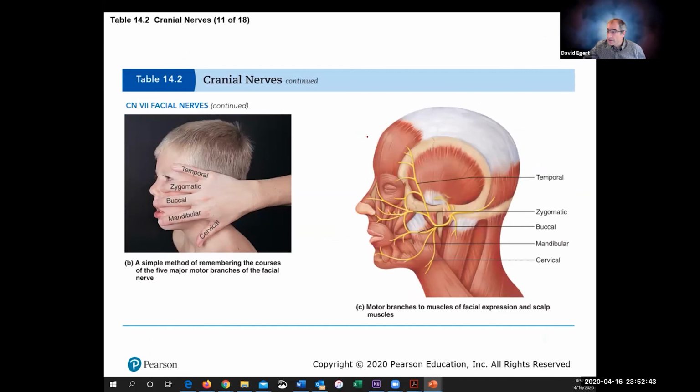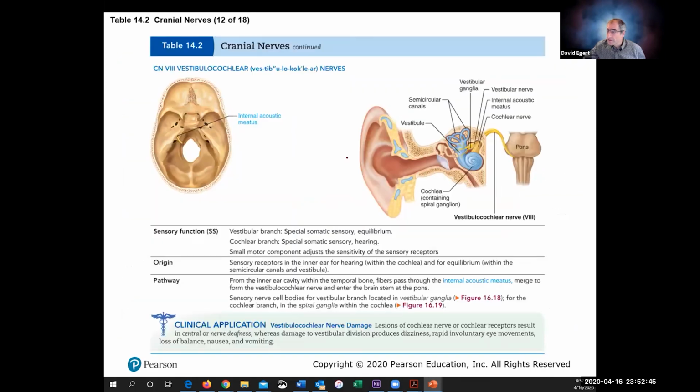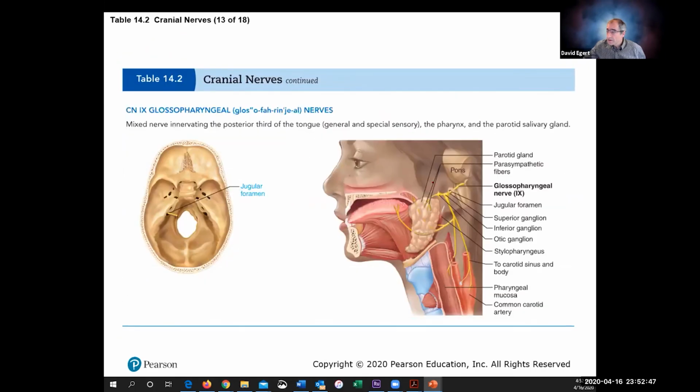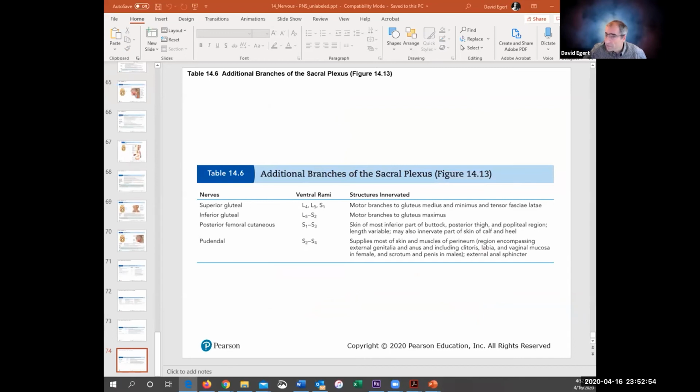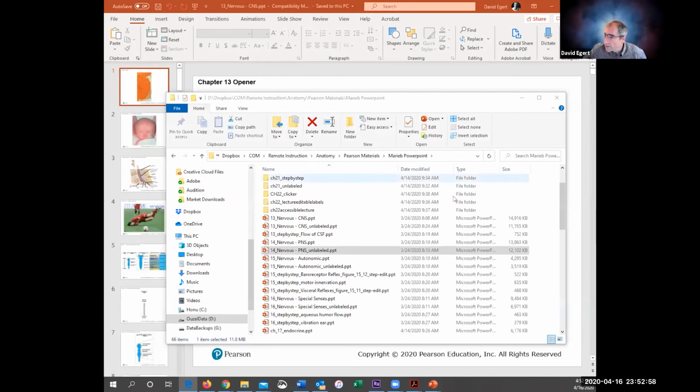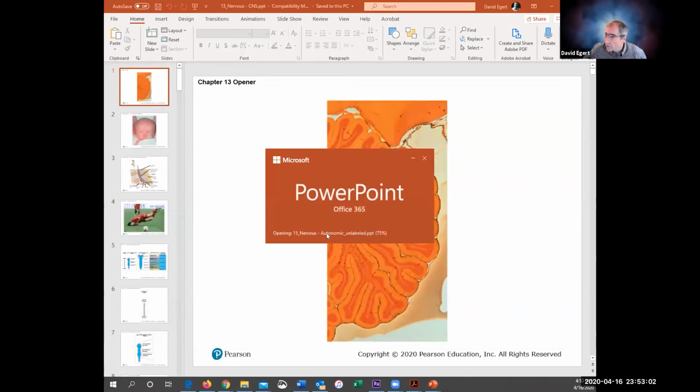You do not need to know all the details like this at all. The ear, no, discard. So we've got another couple of minutes here. Let's keep moving. 15, autonomic, unlabeled. This will go quick.